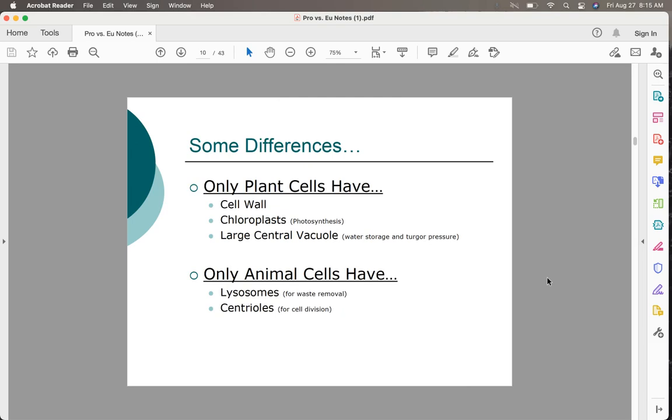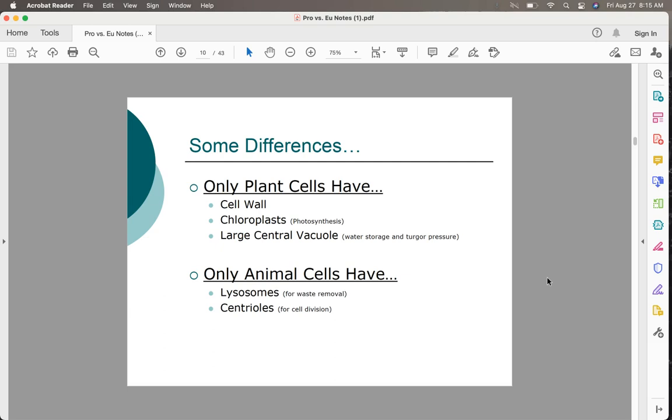So we do have some differences between plant and animal cells. They're still both eukaryotic, but we do have some similarities and some differences between them. So here we'll start off with some differences. Only plant cells have the cell wall around the outside to give them more structure. It's a firm wall around the outside of the cell membrane.